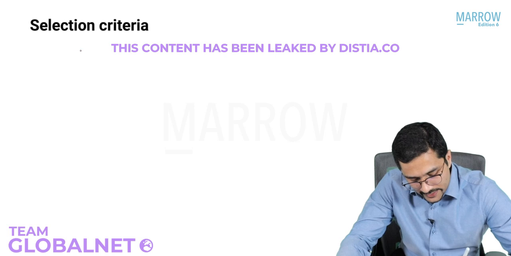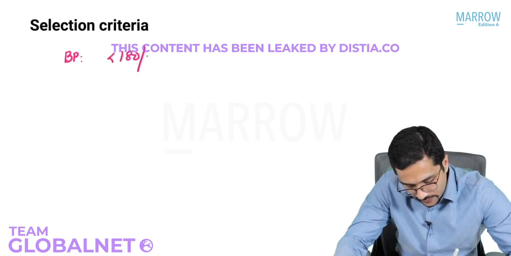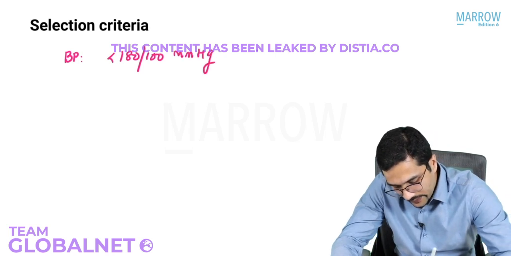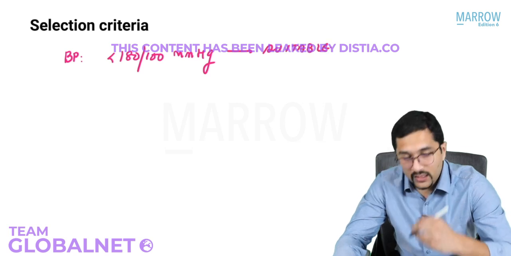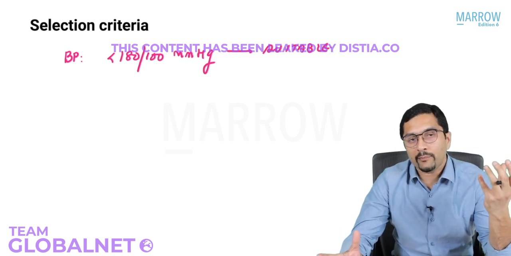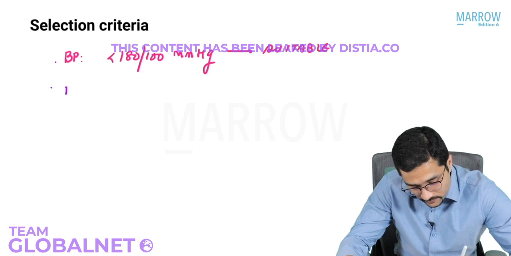Other selection criteria: if you look at blood pressure, if the blood pressure is less than 180 by 100, then the patient is suitable to carry out a procedure. We of course tell them to continue with their antihypertensives. Depending on the type of antihypertensives, the anesthetist will tell them to take the medication.